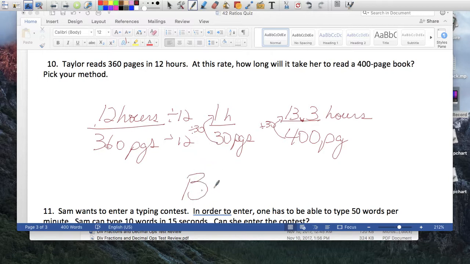Oh, here it is. That's what I'm using to write on my screen. Bamboo.